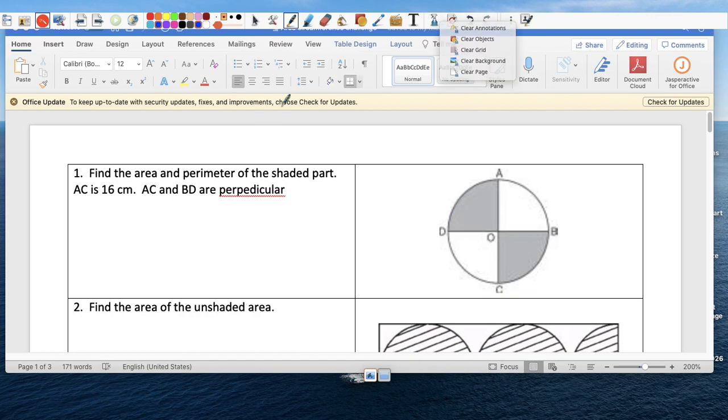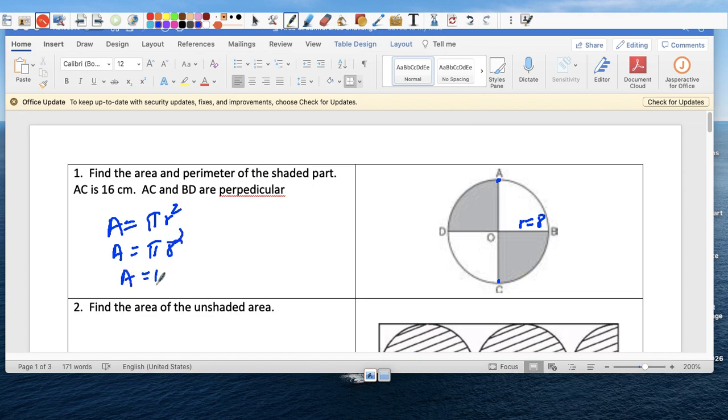So again, we can just go. A to C, from here to here, is 16, which means the radius is 8. So if I have the radius, I can find the area of the circle. So A equals pi r squared. A equals pi times 8 squared. A equals 64 pi.